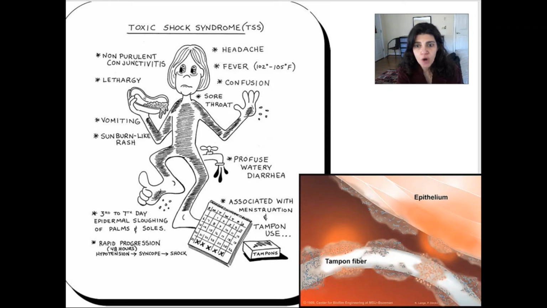So what are symptoms of this syndrome? Lethargy, vomiting. It causes a sunburn-like rash. It can cause profuse watery diarrhea, confusion, fever, and headache. Okay, so all this is caused by the proliferation of a virulent Staphylococcus aureus. And then why is this causing shock, right?